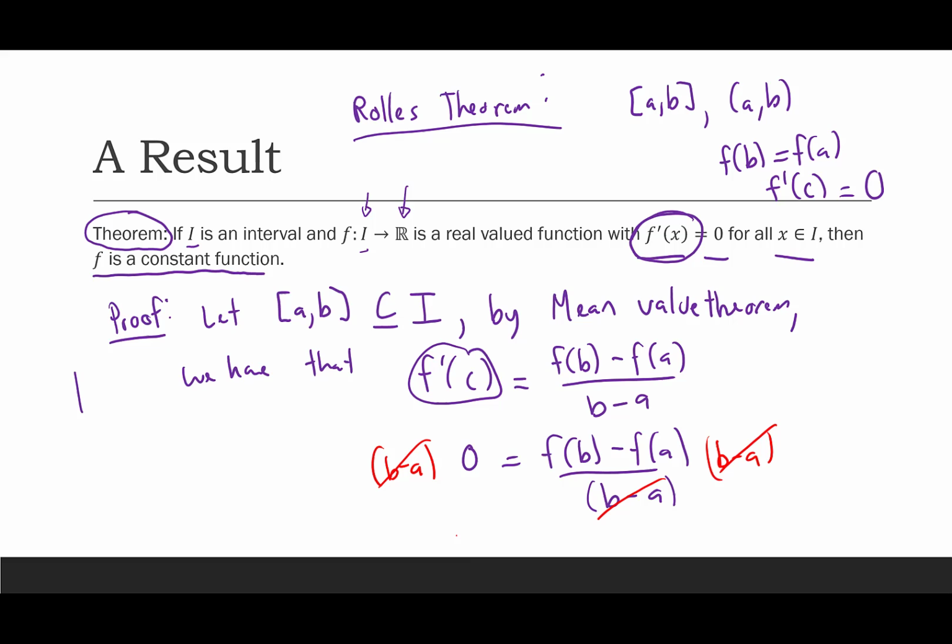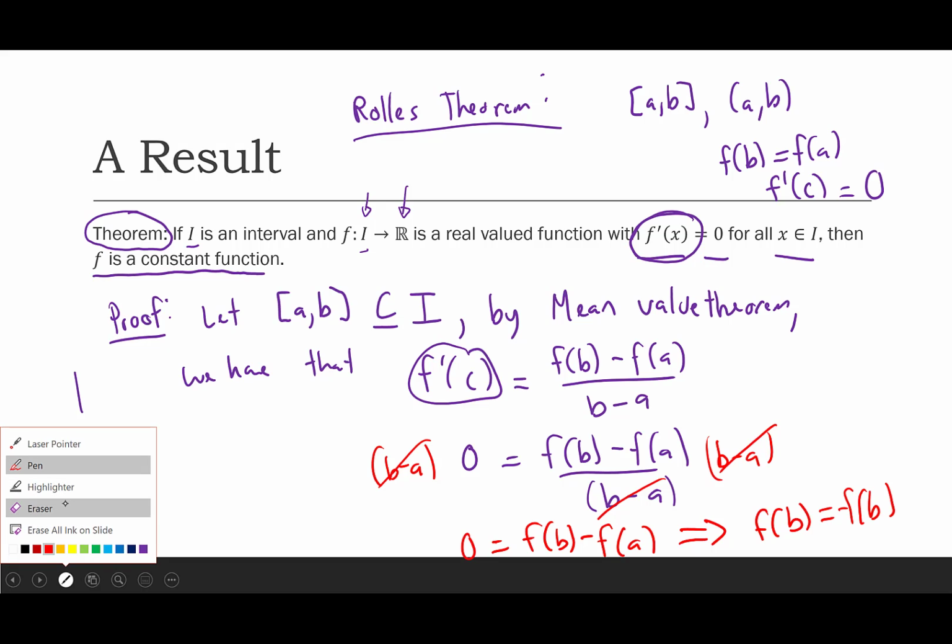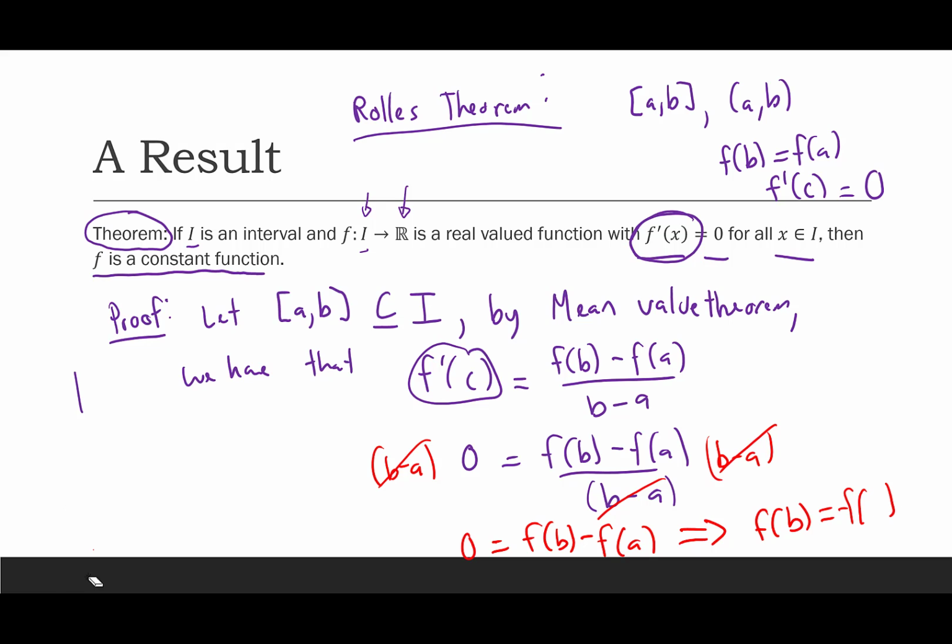And we get that 0 is equal to f of b minus f of a, or in other words, f of b equals f of a. Whoops. I mean, that's definitely a true statement there, that f of b equals f of b, but I meant to say f of b equals f of a. Okay? And what that means for us is that a and b were arbitrary, right?